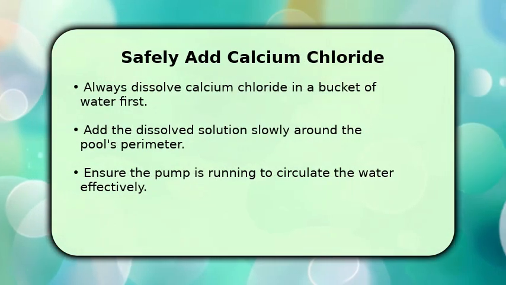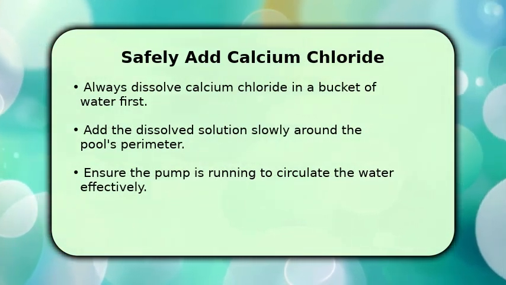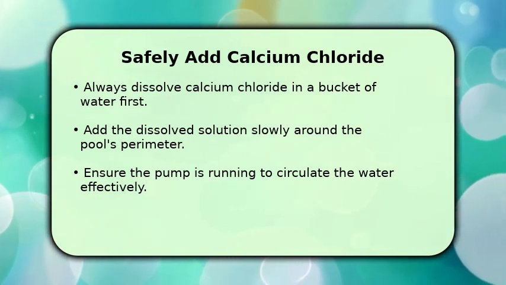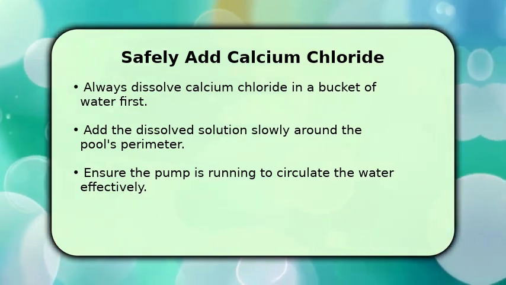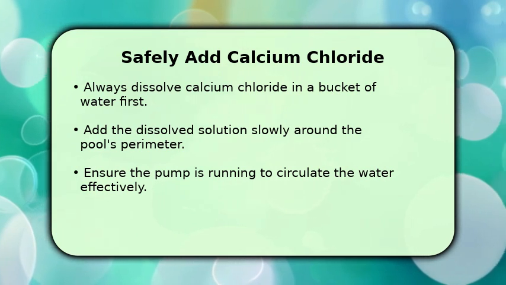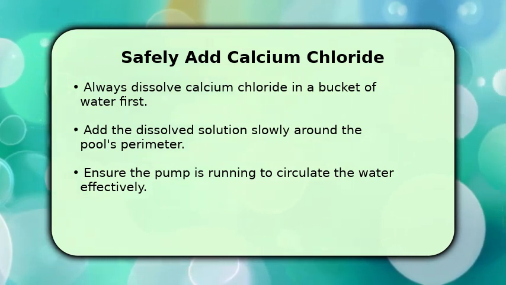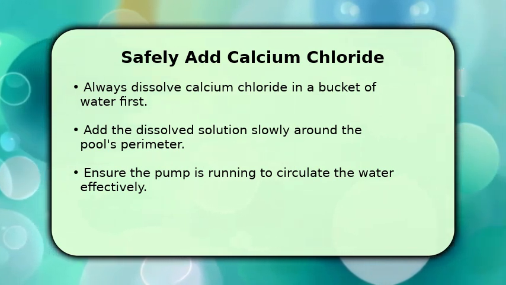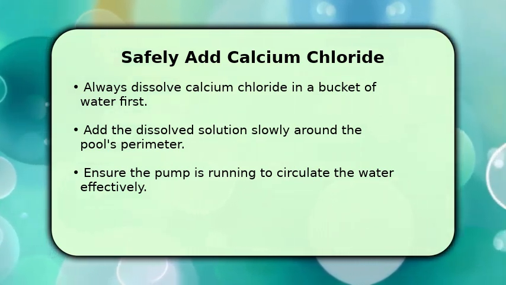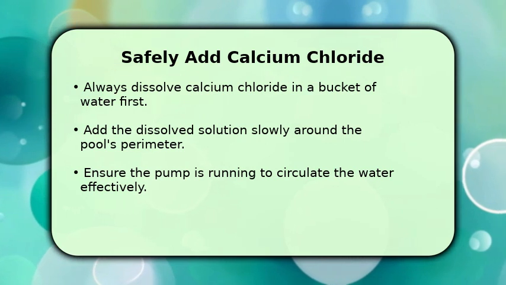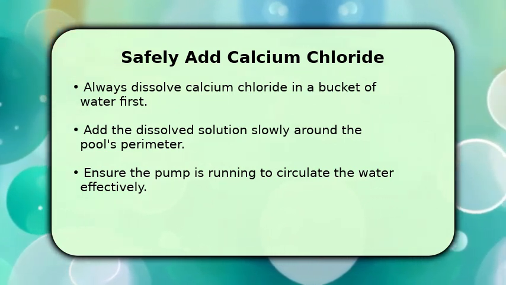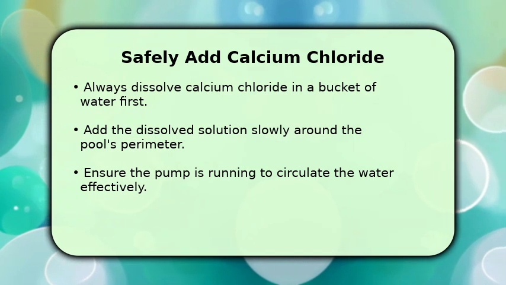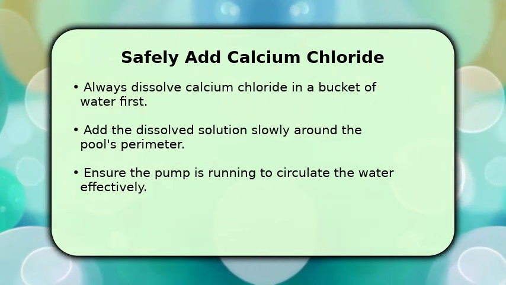Now for the addition process. Never add calcium chloride directly to the pool in its granular form. Instead, dissolve the calculated amount in a large bucket of water, stirring until it's fully dissolved. With your pool pump running, slowly pour the dissolved solution around the edges of your pool. This gradual addition helps prevent cloudiness and ensures even distribution throughout the water, allowing it to mix properly.